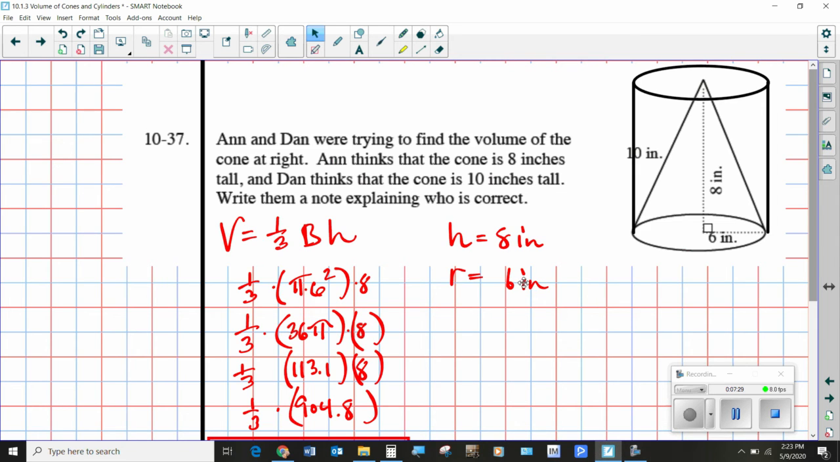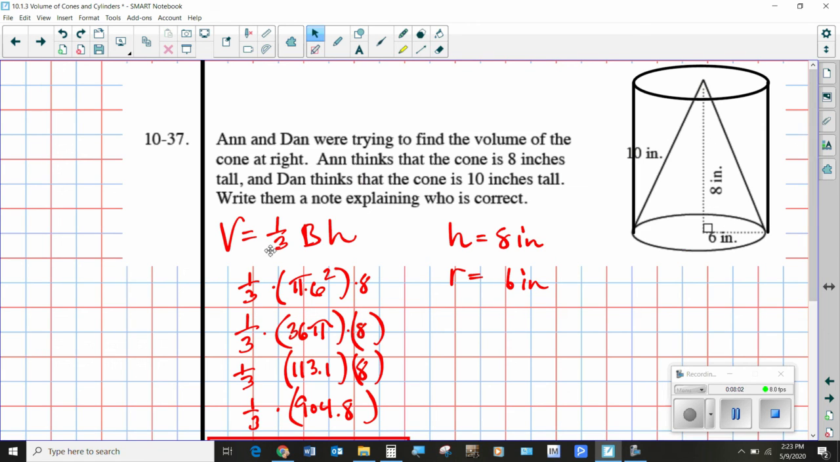So if the radius is 6 inches, we're going to take pi r squared. So we're going to take pi times 6 squared, which is 36 times pi, which I rounded off. It was like 113.09 something that went on. I rounded it to 113.1. And then the height of this cylinder and cone is 8 inches. So I multiply 113.1 times 8 to give us 904.8. That would be the total volume of the entire cylinder if we were working with a cylinder with these dimensions.